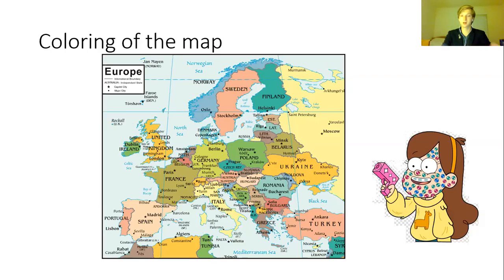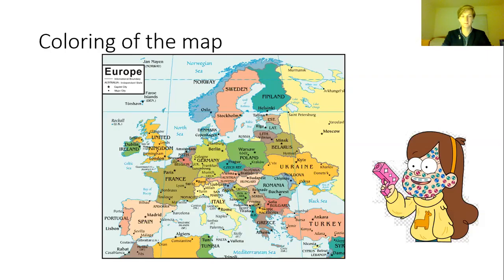We want to color a map in several colors, so that no two countries that have the same border, the common border, have the same color. So for example, Germany and France do not have the same color. Finland, Sweden, Russia and Ukraine should be different colors.